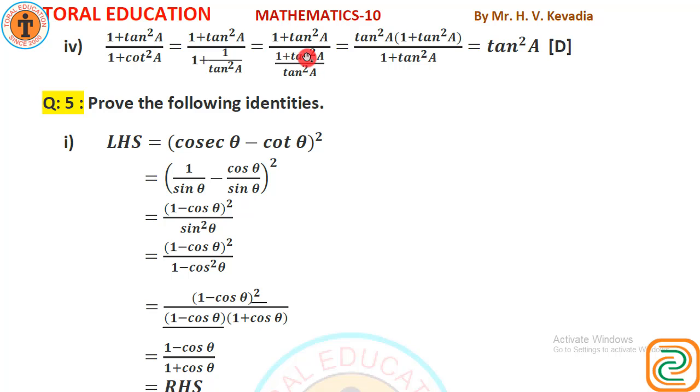1 plus tan square A is there in the numerator, so I have written in the denominator 1 plus tan square A. And this tan square A is the denominator of the denominator. Therefore, it goes to the numerator. Tan square A into 1 plus tan square A upon 1 plus tan square A. So 1 plus tan square A is cut off. This tan square A is our answer, and option D is correct.